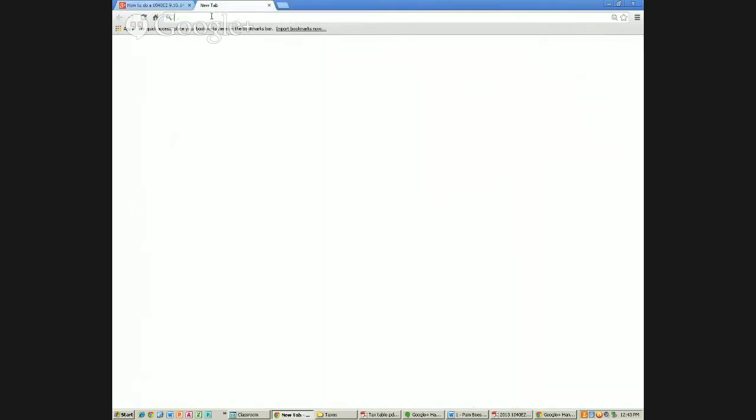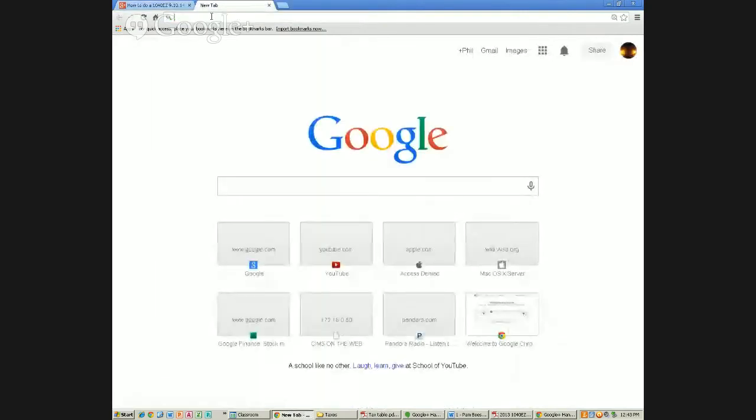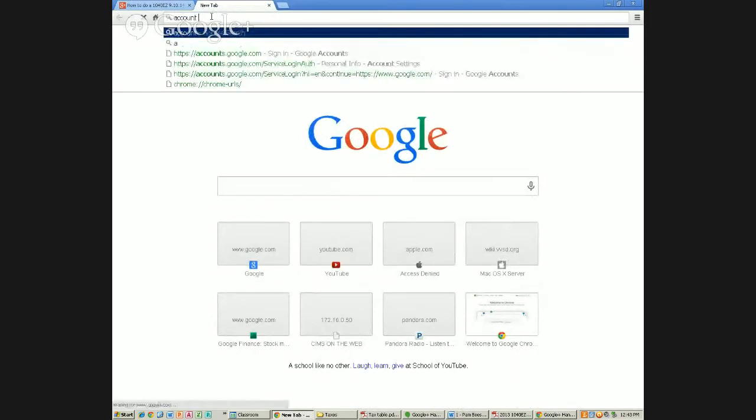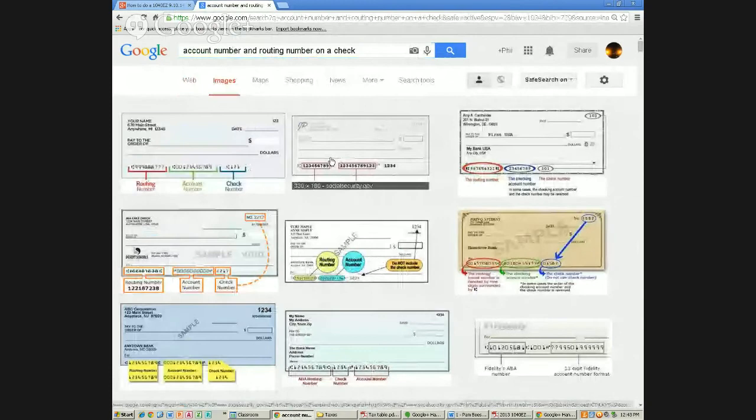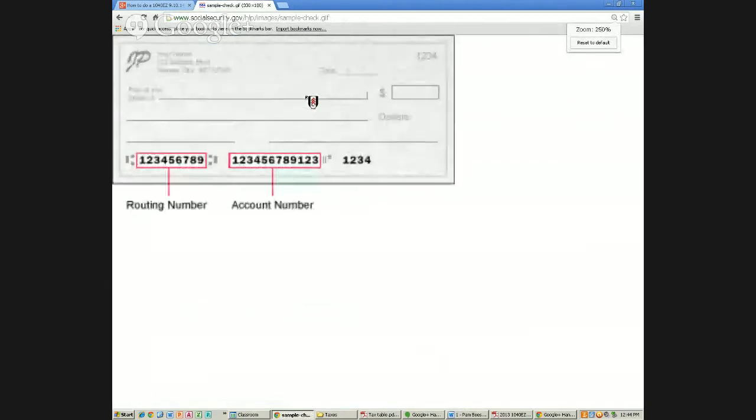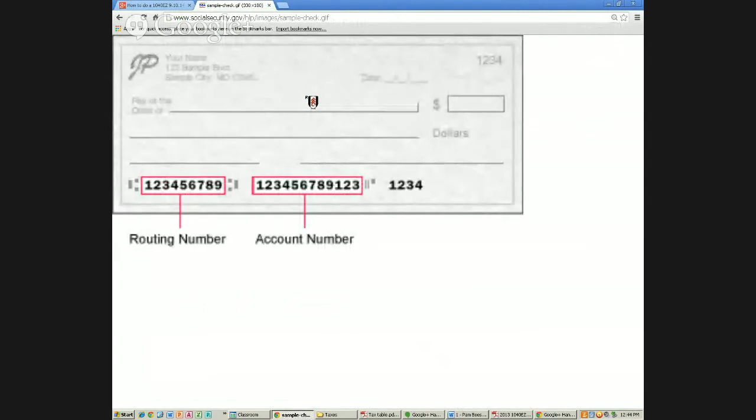So let's go ahead, and I'm gonna go ahead and look up a check. Account number and routing number on a check. So let's look at that image. View image. So you get a check. Here's your check that you have.